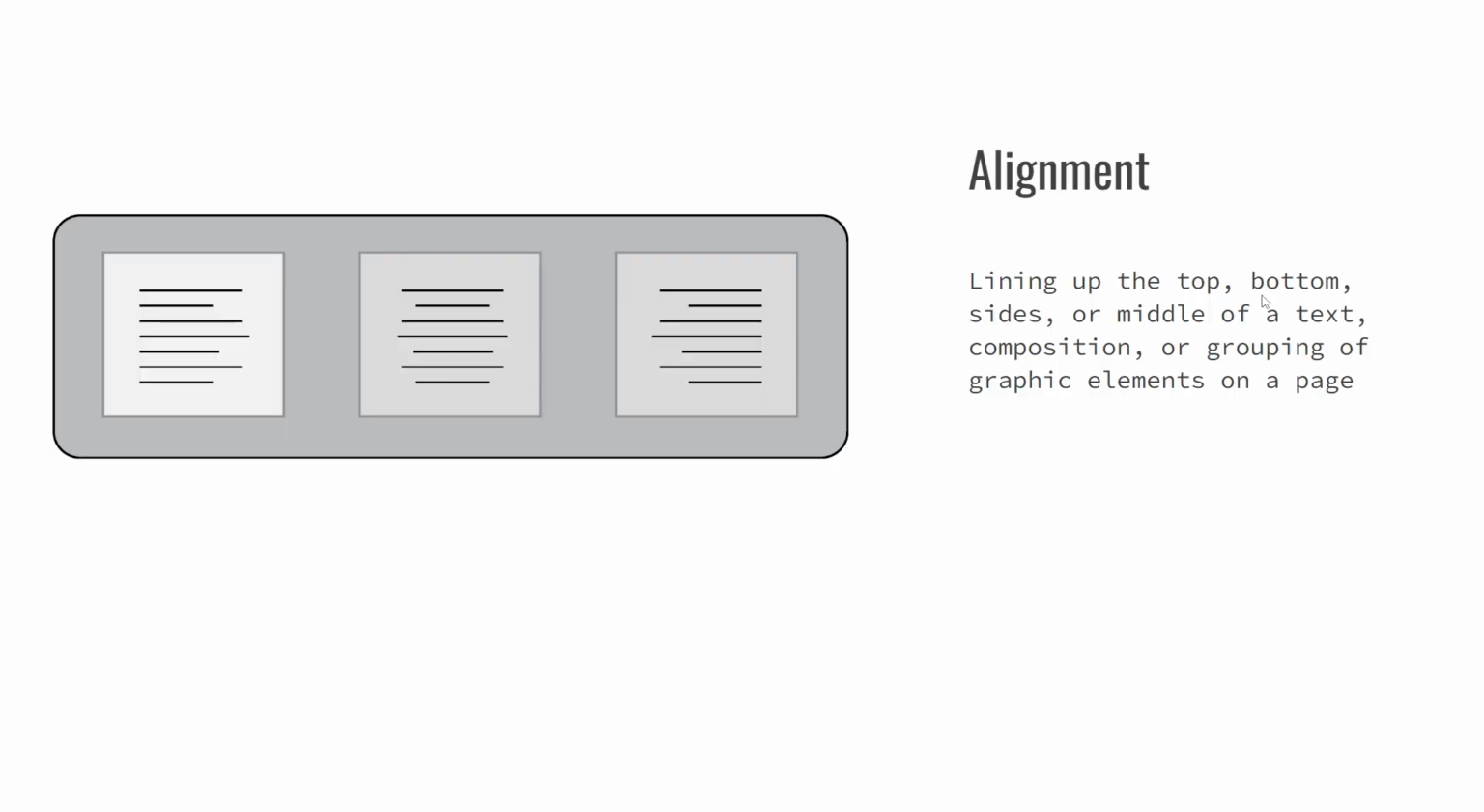So the first one of these I want to talk to you about is alignment. This one is going to be very brief because we've already talked a lot about it in the lecture on typography. So alignment is lining up elements either on a side or top to bottom. So you have a left, center, right alignment. You have a top, middle, bottom alignment.